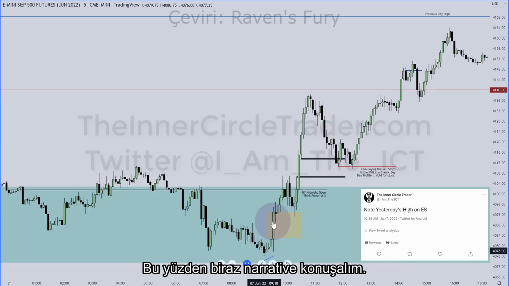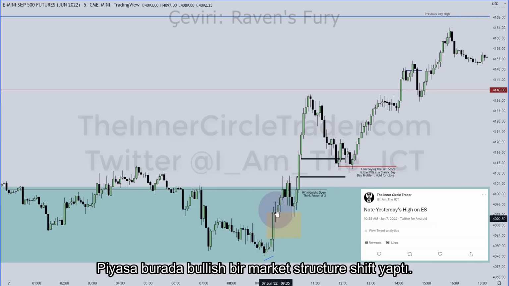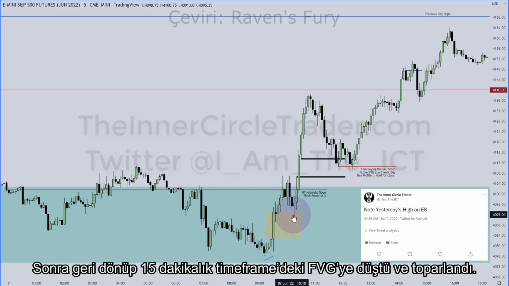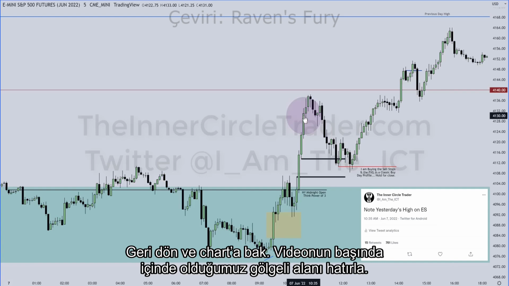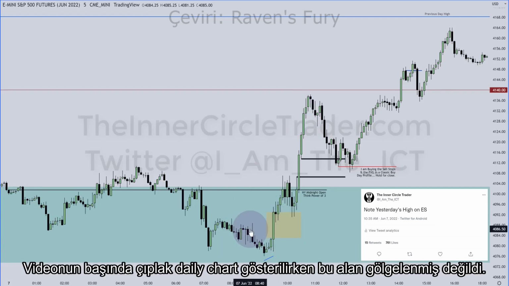So let's talk a little bit about narrative. When the market shifted here bullishly, and it came back down into that 50-minute time frame fair value gap and rallied, this right here told me that they want to set this up for a bullish run in the afternoon. Why? Go back to that daily chart. Remember, we were inside this shaded area here. That's the fair value gap that I did not shade when we were looking at the daily chart naked at the beginning of the video.